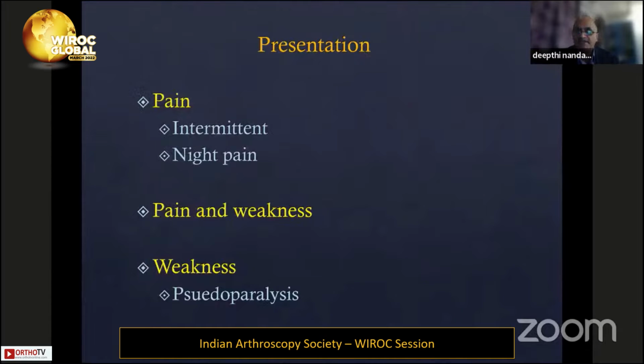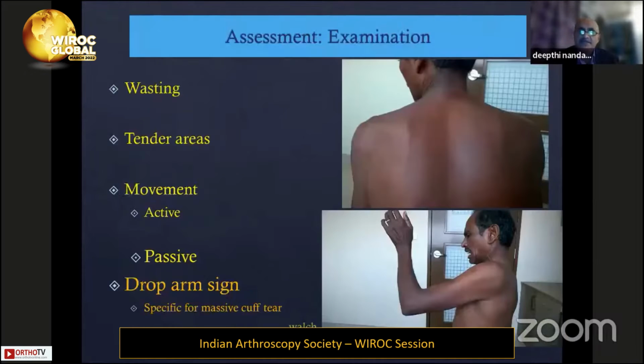How do they present? They present with pain, and night pain is the most common thing. 80% of rotator cuff tears have night pain. Pain and weakness is a common finding again, but weakness with pseudoparalysis is usually seen with massive cuff tears. And you see that there is obviously wasting of the infraspinatus and supraspinatus with these tears, and there will be tender spots over the anterior greater tuberosity.